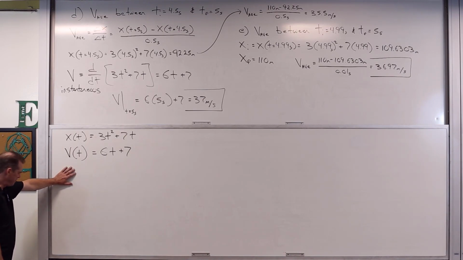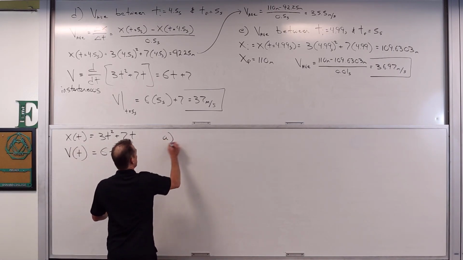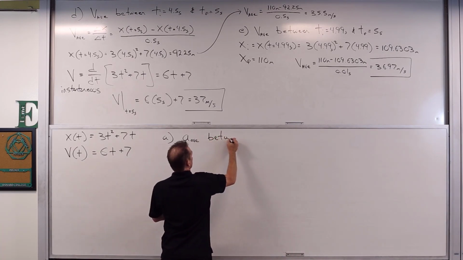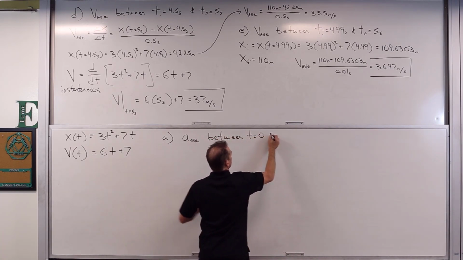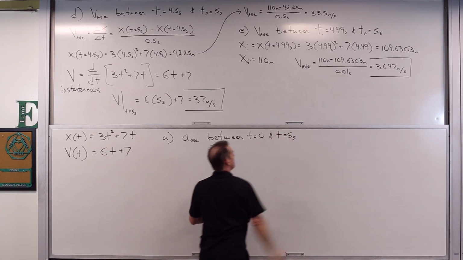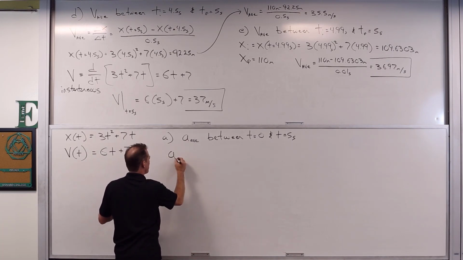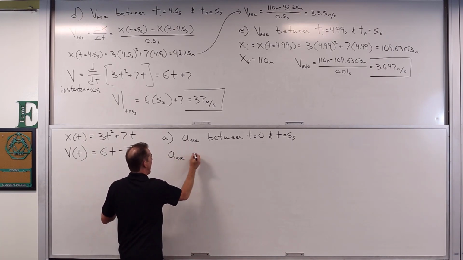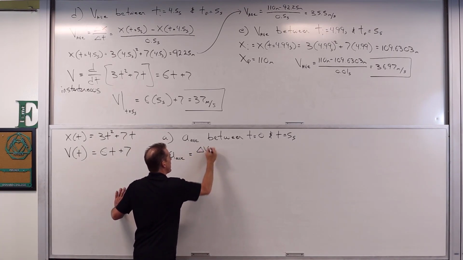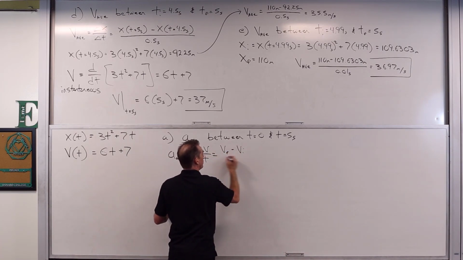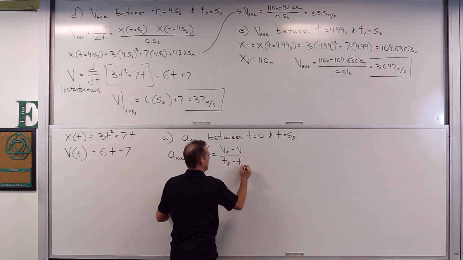We're asked, hey, what's the average acceleration between t equals 0 and t equals 5 seconds? What do we need? Well, again, dropping the vector signs because it's just one dimensional, the average acceleration is the change in velocity over the time interval, which gives us v final minus v initial divided by t final minus t initial.